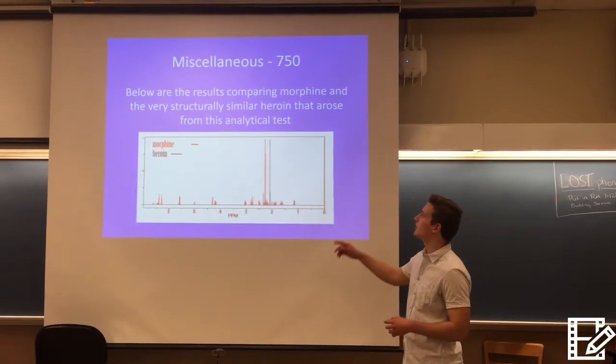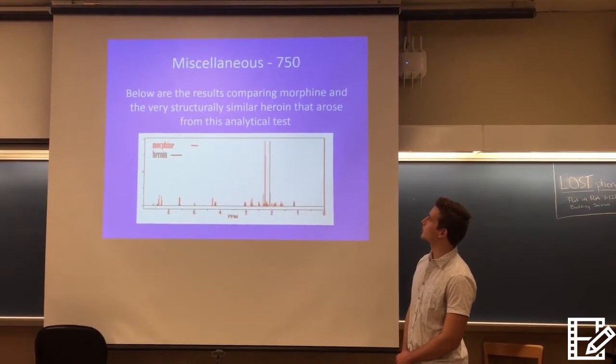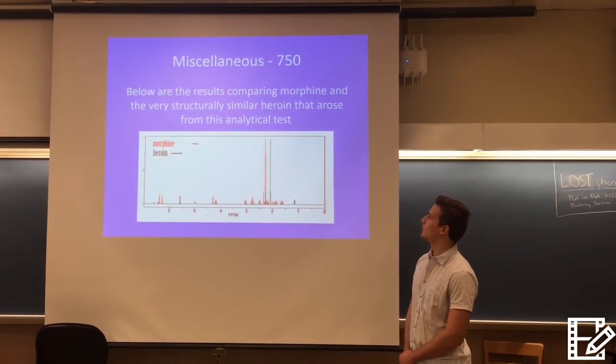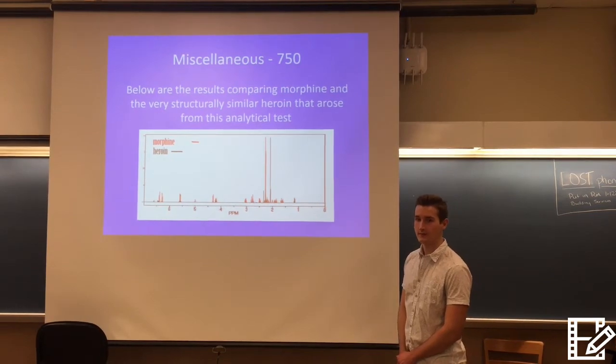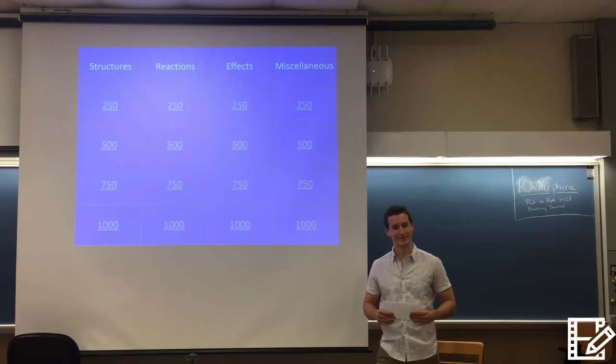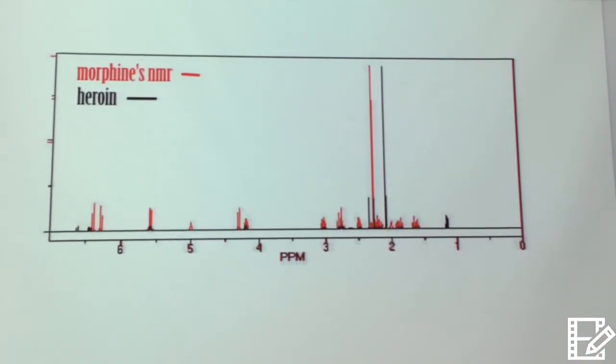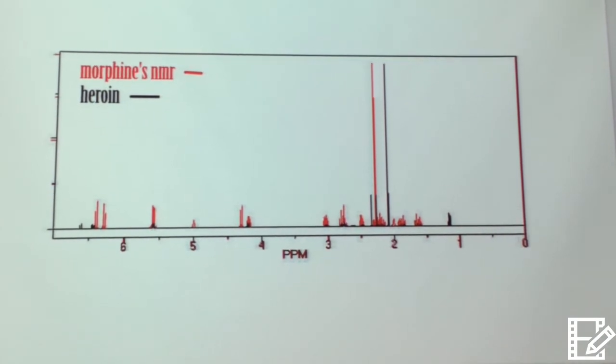Miscellaneous for 750. Below are the results comparing morphine and the very structurally similar heroin that arose from this analytical test. What is hydrogen nuclear magnetic resonance? That's correct. So NMR measures the different chemical environments that hydrogen atoms are present within molecules.